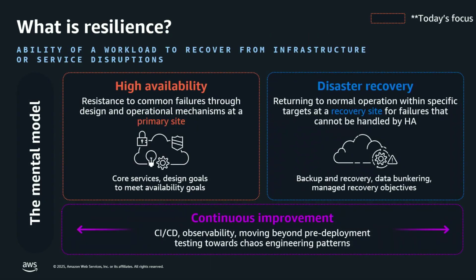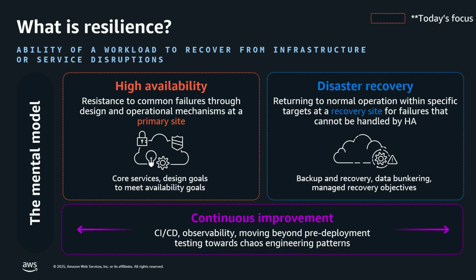So again, we've defined our terms of the services that we're going to be working with today: regions, local zones, and outposts. And we want to talk about resilience. Of course, one of the famous quotes: everything fails all the time. How do we care for resilience? We define resilience as the ability of a workload to recover from infrastructure or service disruptions. And you can think about the mental model for resilience in three different ways.